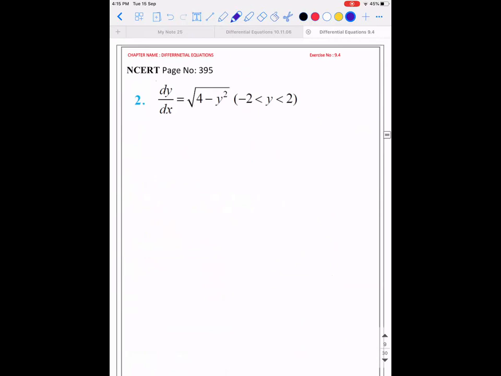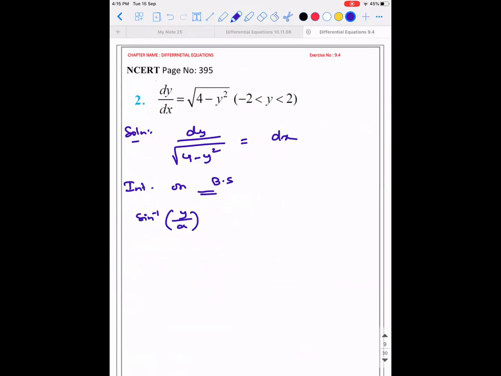So dy by dx is equal to root of 4 minus y square. Solution: dy by root of 4 minus y square is equal to dx. So what will be the required answer? Integrate on both sides. 1 by root of a square minus x square gives sin inverse x by a. So sin inverse y by a is equal to x plus c. Here a is how much? 2. That's right. Sin inverse y by 2 is equal to x plus c. That will be the required answer.